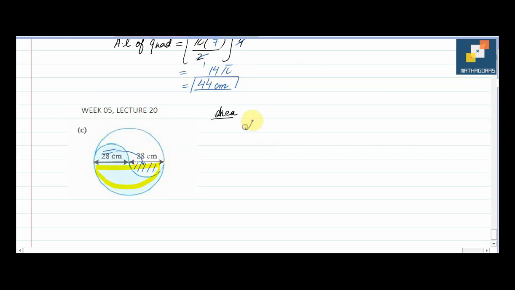So the area of the semicircle is pi r squared divided by 2, and the radius is 28. So it will be 28 squared multiplied by pi divided by 2, which gives us the value of 1231.6. That is the area, and the unit is centimeter square. That is the area of this whole semicircle.